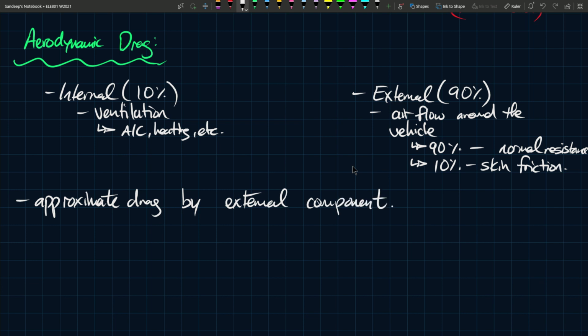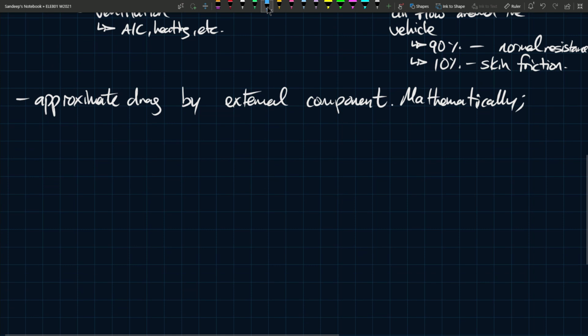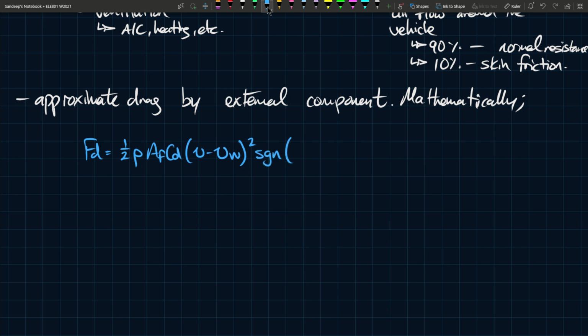And there is an equation for that. So we can say mathematically, what is this equation? Because that's usually what we're concerned with when we want to model stuff, is how do we mathematically express this thing? So the drag force FD is equal to 1/2 rho AF times CD times (V minus VW) squared times SGN, the sign function, of (V minus VW). And this is the force in newtons.